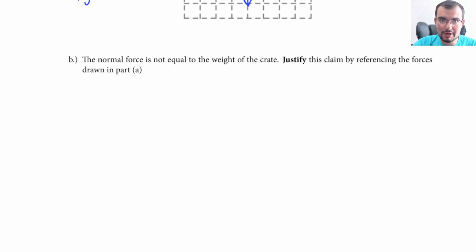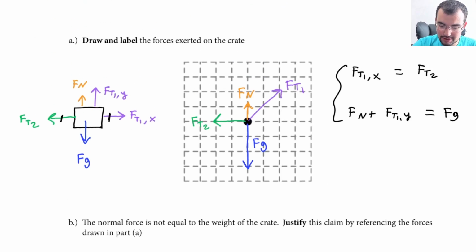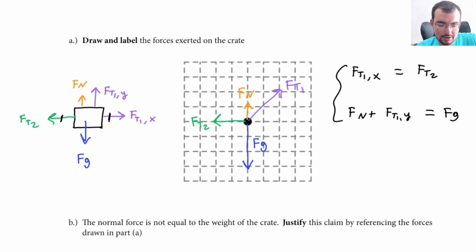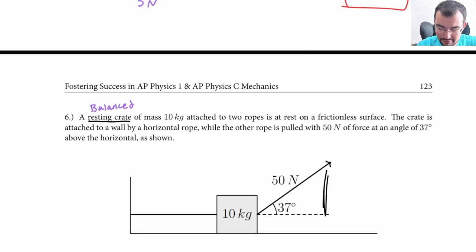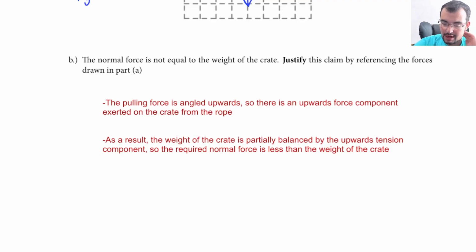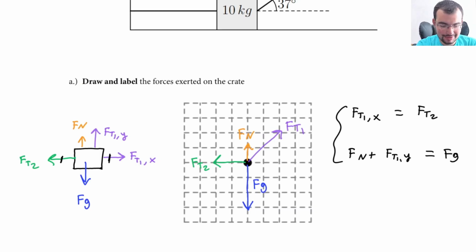Normal force is not equal to the weight of the crate. Justify this claim referencing the forces drawn in part A. I kind of spoiled this when we talked about it, but the component body makes this a lot easier to look at, because we have a tension force that is helping out the normal force. So there's an additional upward force, meaning the ground doesn't have to push as hard on the crate as usual because it has gotten some help from that upwards push. The rope is also angled up a little bit, so the pulling force is upwards, and there's an upwards component on the crate from the rope. Thus, the weight is partially balanced by this Ft in the y direction.